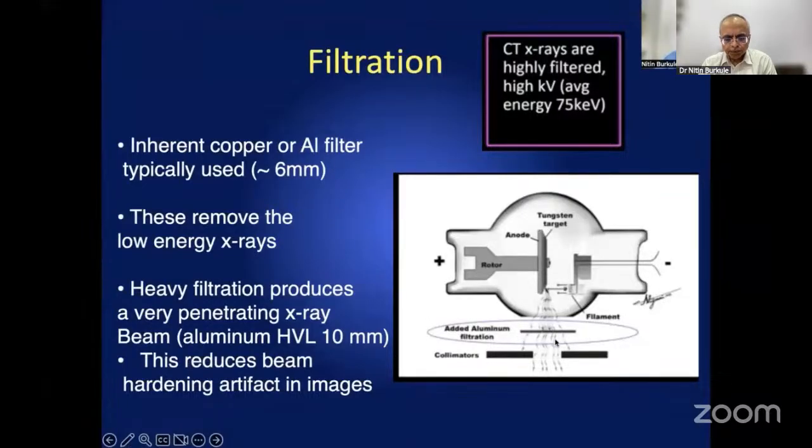Now this copper or aluminum filter removes the low energy photons so that only high energy photons of the X-ray can cross the collimators to enter the patient's body. So remember, the CT X-rays are highly filtered and very high energy photons. That is why they have such good penetration. This also reduces the beam hardening artifact, which we will be discussing in the next lectures.